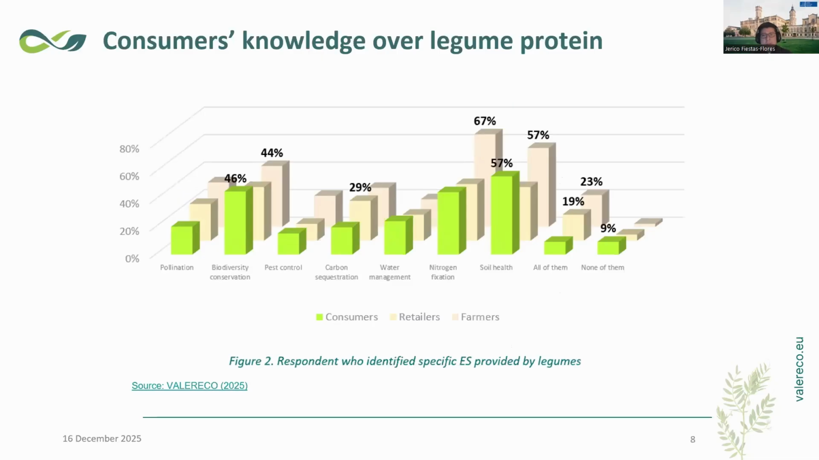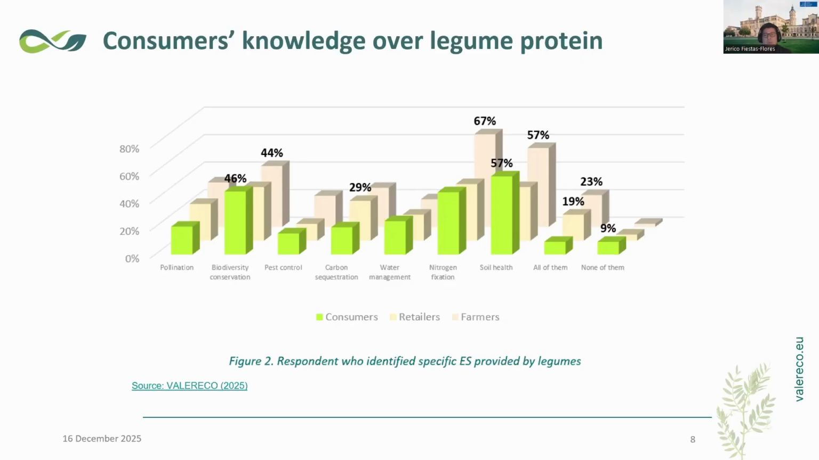And all of our participants, particularly farmers, are more aware of the benefit of nitrogen fixation provided by legumes, as well as soil health and biodiversity conservation. Some other services that are not so well known, but also provided by legumes, are pollination, pest control, and water management. And most consumers and farmers do not know that legumes, as a cover crop, can also sequester carbon.